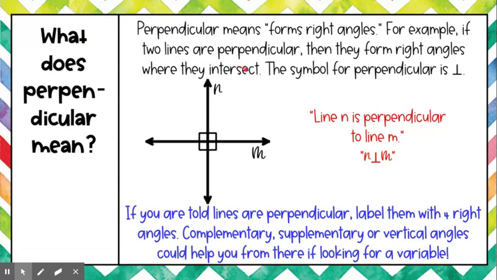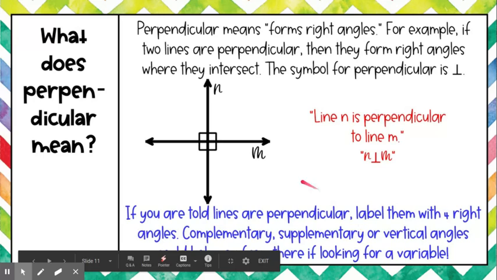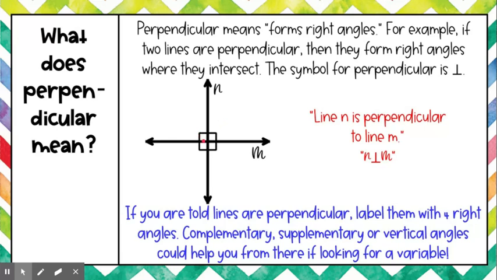So perpendicular means forms right angles. So for example, two lines that are perpendicular form right angles. Just like here we have line N and M, and right here we mark that each angle that they form is 90 degrees. So we can say that line N is perpendicular to line M, and this is the notation for perpendicular, this little upside down T. And if you're told that the lines are perpendicular, you can label them just like we did here on this example with 4 right angles. So you know that each of these is going to be 90 degrees.